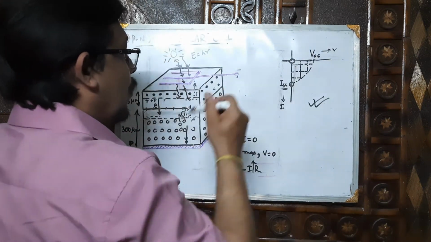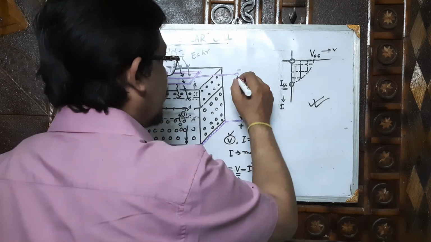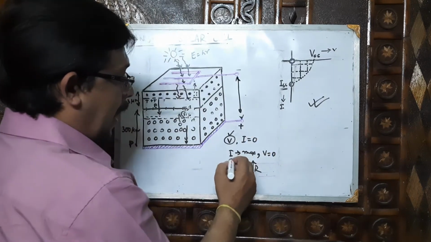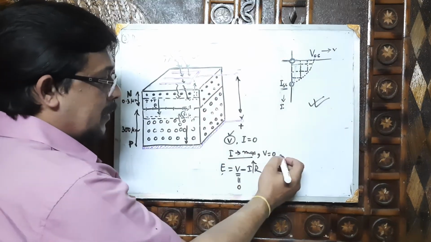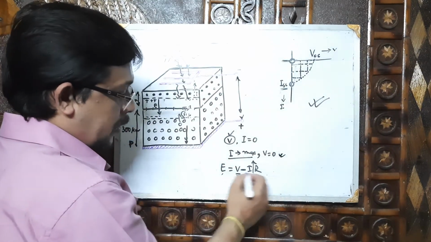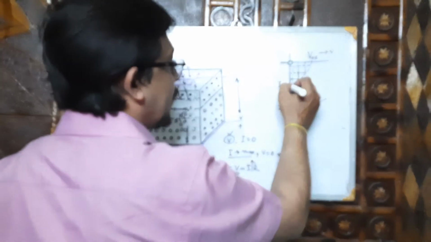And the reverse one, when you make a short circuit like this with the connection, then I is maximum because the current is getting the path. So when the current is maximum, V comes to 0 because of this relation. So when the current is maximum, V comes to 0.